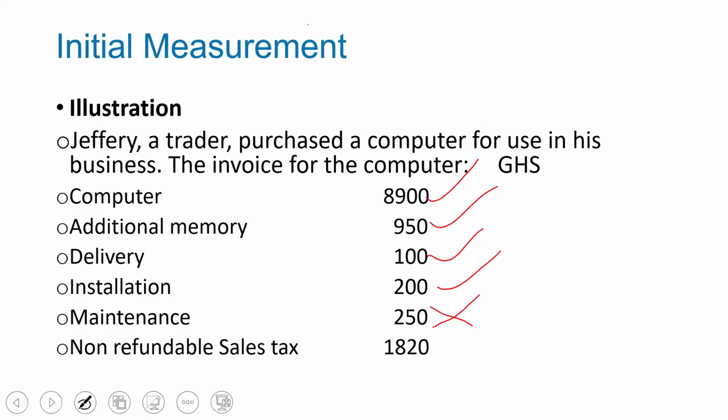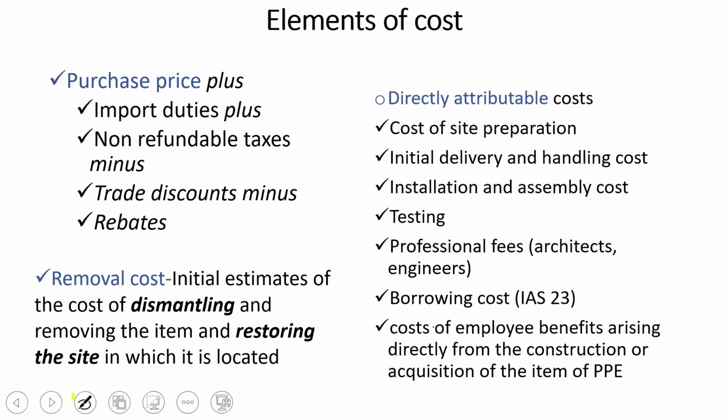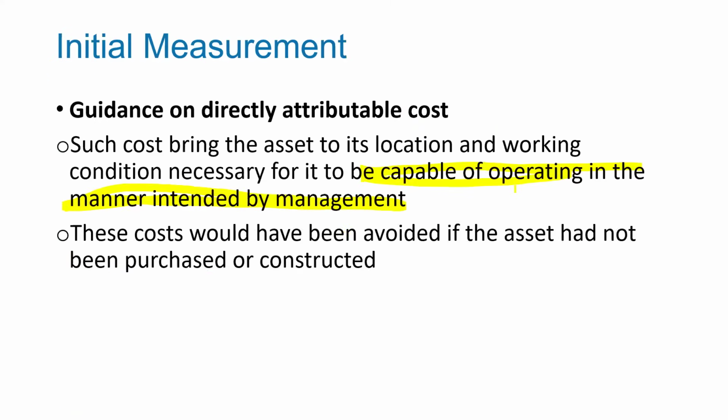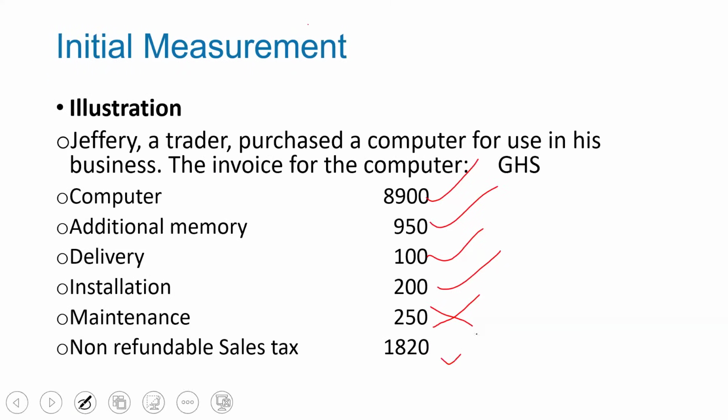What about non-refundable sales tax? Remember in the definition of the purchase cost, there was something like that. Non-refundable sales tax should be part. So let's go back to the cost. So purchase price, take a look. Purchase price plus import duties plus non-refundable taxes. So non-refundable sales tax should be part of the cost. We are supposed to add it.